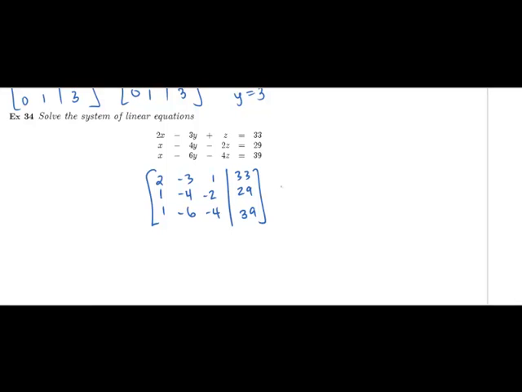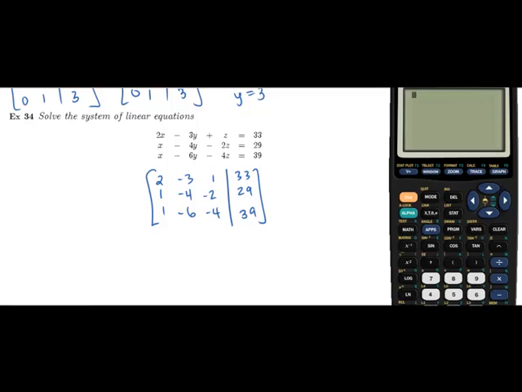And so now I'll show you how to do this in the calculator. Again, we're going to go to Matrix. We're going to go over to Edit. And now we have a 3 by 4. So we have 3 rows, 4 columns. So this is going to be a little bit different. 3 by 4. Again, we're going to go across the rows.